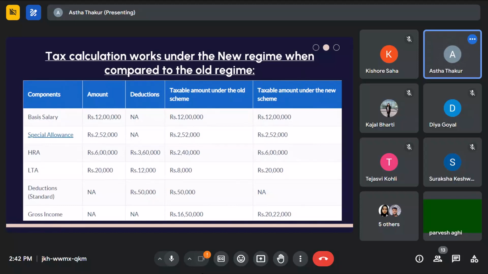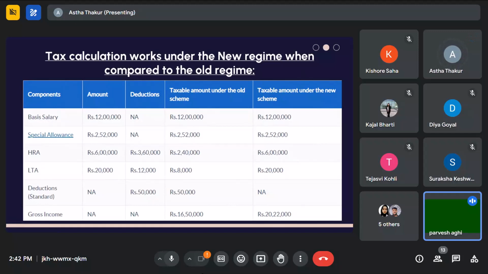Hold on, just hold on. You said that the total income is 12 lakhs, basic salary, special allowance, you're getting 2,52,000. That is the same in both old as well as new. But in the old case, for HRA, you're allowed a deduction under the old scheme, so that's why you're paying less.